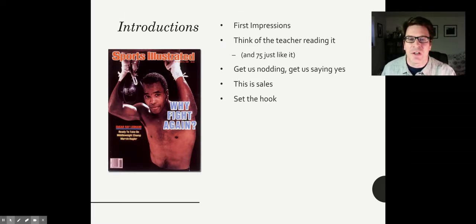The reason we call it a hook is it's a grabber. If you think about fishing, it's the kind of thing where if you feel a tug on the end of your line, you want to pull back on that fishing pole, for those of you who have been fishing. And that sets the hook deep in the jaw, and then you can kind of reel the reader through the rest of your paper, through the jaw of the fish, I should say. That's the metaphor that we're talking about.